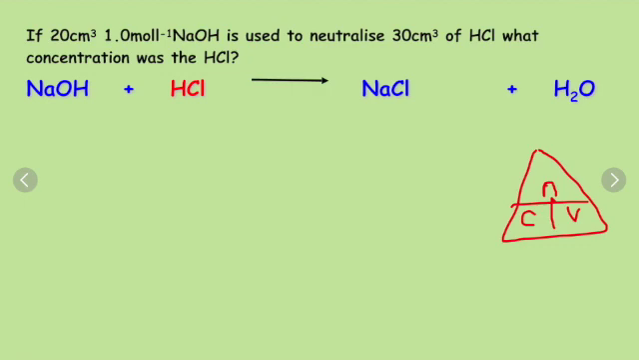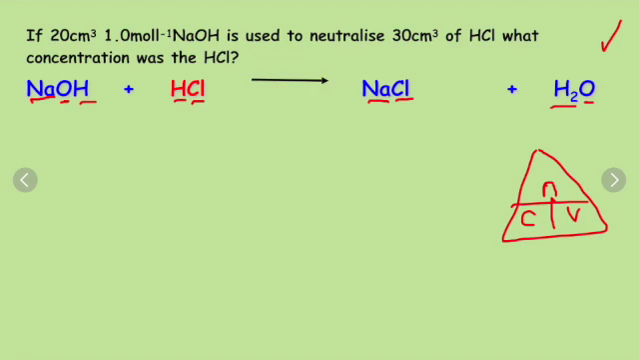So now that we have the triangle, let's see if the equation is balanced. So we have one sodium, one oxygen, two hydrogens, and one chlorine. This equation is balanced, so we're ready to go.